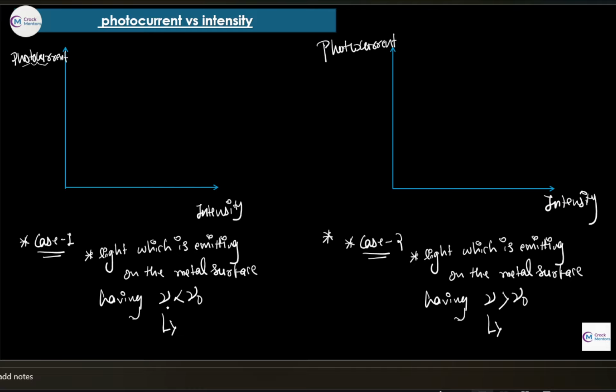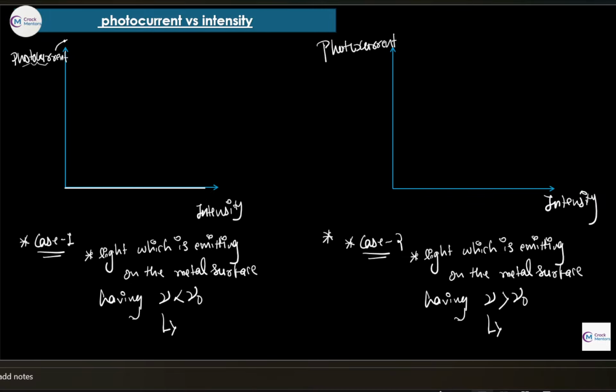Basically, what I'm trying to convey is that the frequency of the light is less than the threshold frequency, so we know what is going to happen. The photocurrent is not going to be generated, and whatever the intensity may be, the photocurrent is not going to generate, and thus the graph is going to be like this.